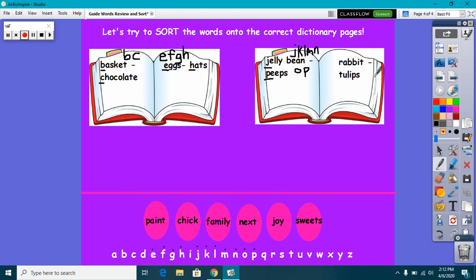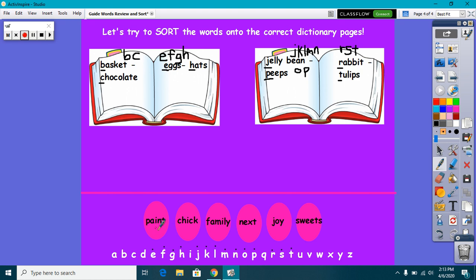And then our last one is rabbit, which starts with R, and then tulips, which starts with T. Let's look down here. So this page is going to have words that start with R, S, and T. And the reason I'm making these notes on here is when I'm sorting, this is going to help me sort the words. Okay.